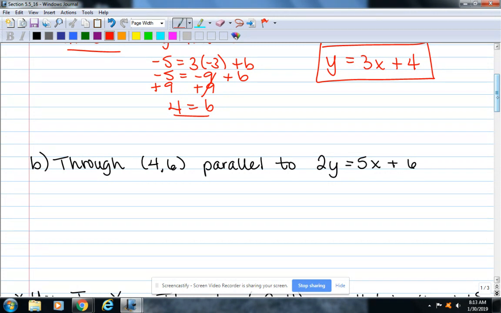All right, this time we want the equation of the line that's going through the point 4, 6 and is parallel to the line 2y equals 5x plus 6. Is that equation in slope-intercept form? No, so I cannot look at it and tell the slope just yet. I have to get it equal to y. So how do I get that equal to y? Divide by 2. So that cancels. So y equals what?